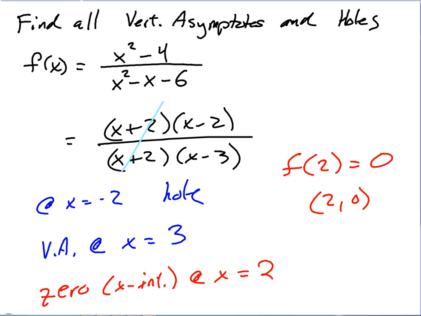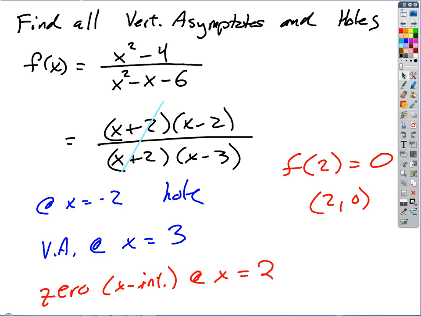Okay, there's one other thing I kind of wanted to be really tricky about in review. I was going to sneak this in, but I'll tell you in advance. Same question for this one. So find vertical asymptotes and holes for this function.